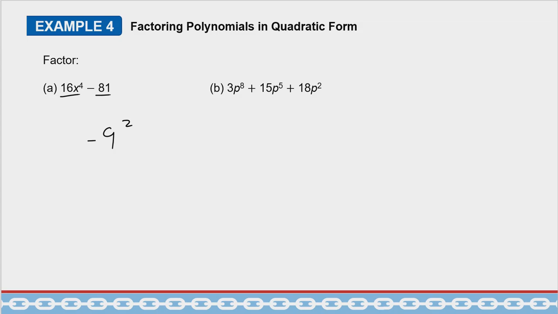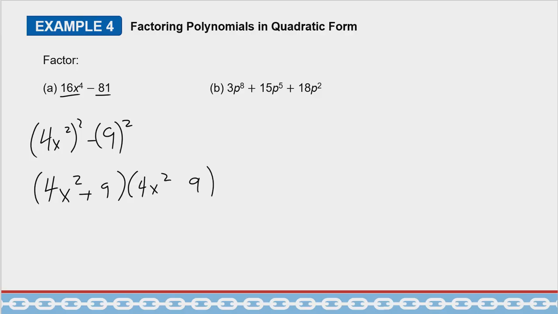The first term is 4x squared, squared. So I can rewrite this as 4x squared plus 9 times 4x squared minus 9. What I have to do then is just make sure that I cannot factor these any further. This portion here is done.